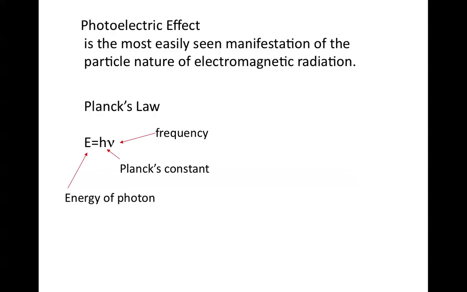But below that energy, they don't have sufficient energy, and no increase in the number of photons will cause the electrons to pop off of the plate. This brings us to Planck's law, which says that the energy of a photon is equal to this constant, Planck's constant, times the frequency of the photon. The higher the frequency, the shorter the wavelength, the higher the energy.